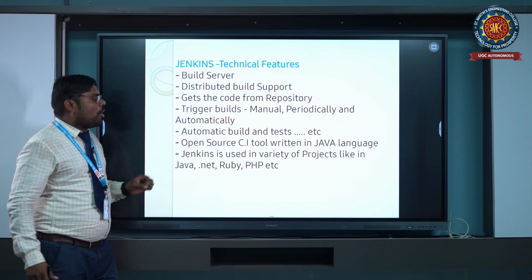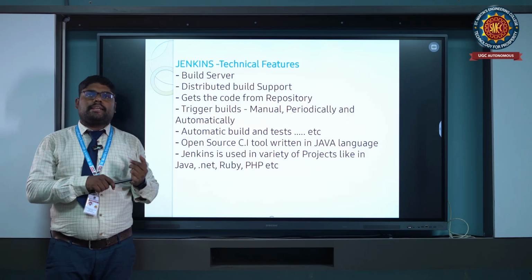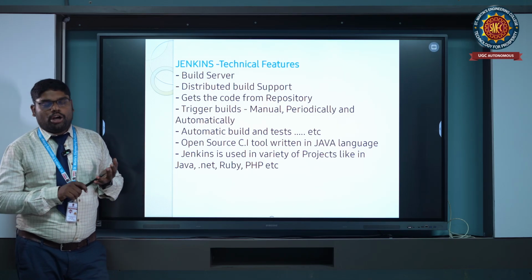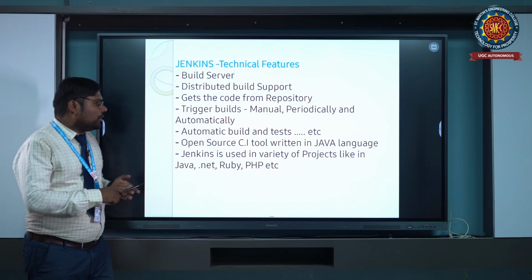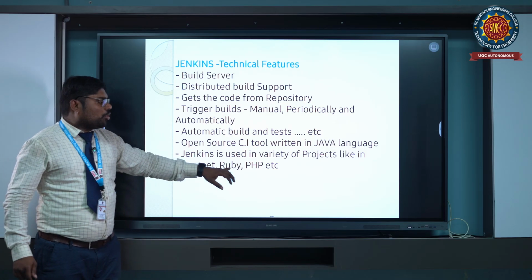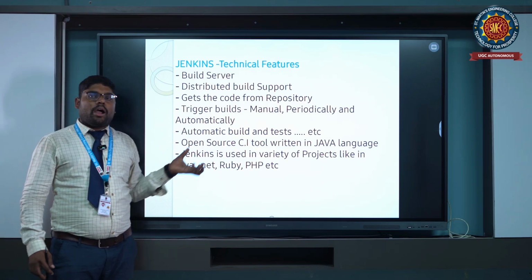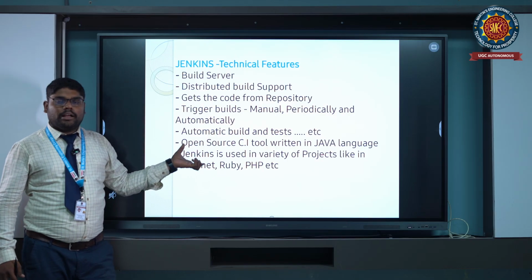Again, we use the open source CI tool. Java applications use Jenkins, and .NET applications use MSBuild. Different Java applications, .NET, Ruby and PHP applications can all be used with Jenkins. Jenkins is how all the applications are configured.